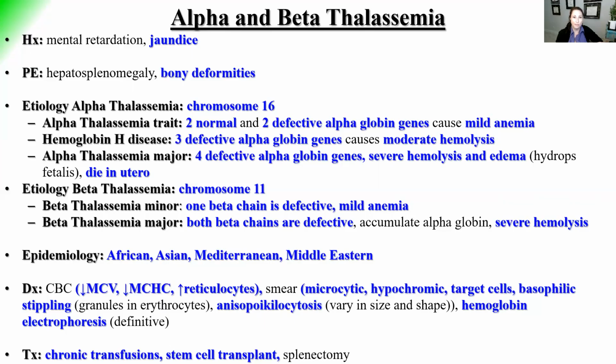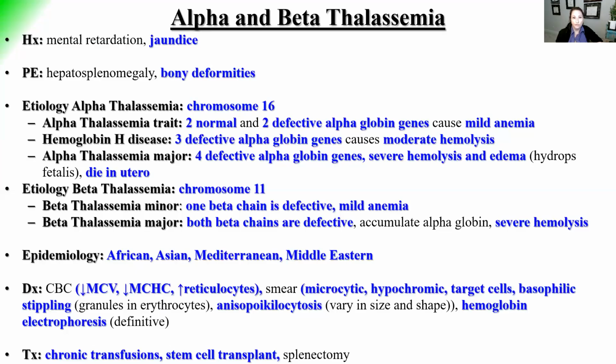On our smear, remember, this gives us our shape. So a microcytic, hypochromic. We may also see these special types of cells, the target cells, basophilic stippling, anisopoikilocytosis, which means that the cells vary in size and shape. The definitive test for thalassemia, so the correct answer on your test, is going to be a hemoglobin electrophoresis, because remember, this is a genetic type of anemia. Chromosome 16, chromosome 11 will be defective in the alpha and beta respectively.